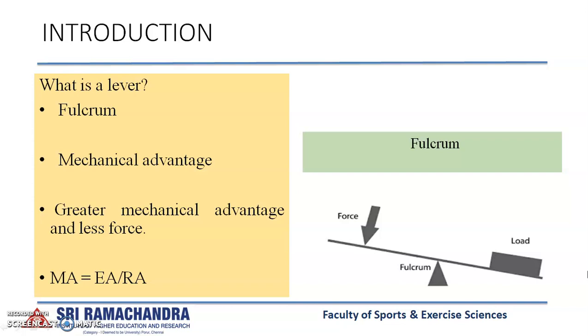Now, what is a mechanical advantage in a lever system? Efficiency of the lever is called mechanical advantage. The greater the mechanical advantage, the less effort is required. When you talk about mechanical advantage, you might have a question: how can we calculate the mechanical advantage? The mechanical advantage can be calculated by dividing the effort arm by the resistance arm. So the formula is mechanical advantage equals effort arm divided by the resistance arm.